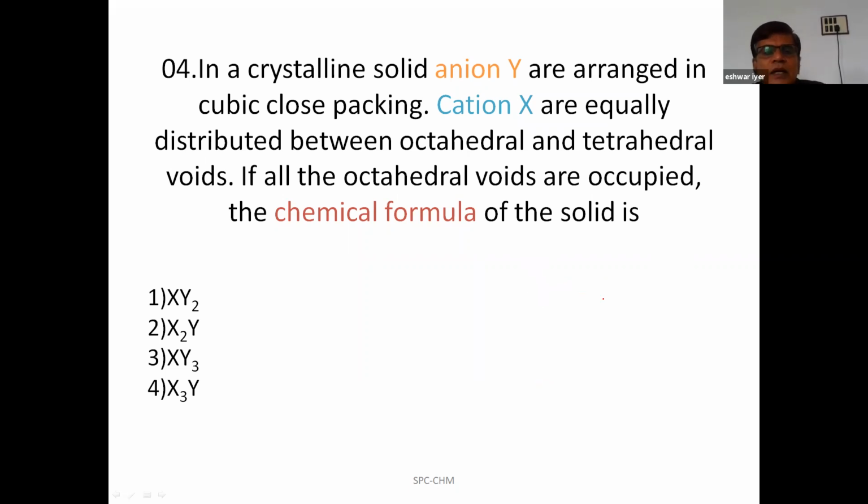Now you know the chemical formula of the solid depends on the two components X and Y, their ratio. You have to find out the ratio of X to Y. Anions Y are arranged in cubic close packing, FCC, so you know their number. Then cations are distributed between octahedral and tetrahedral voids. All octahedral voids are occupied, but the numbers of octahedral and tetrahedral voids differ. So you have the clue. Let us find out.